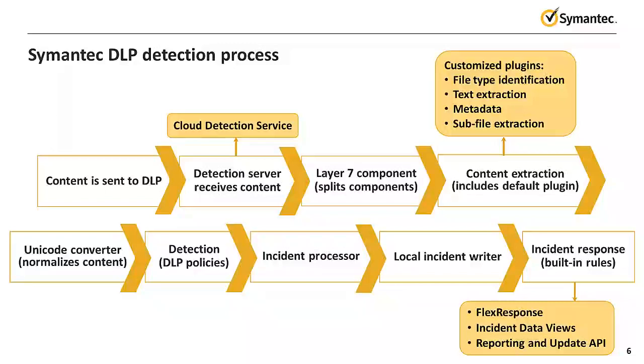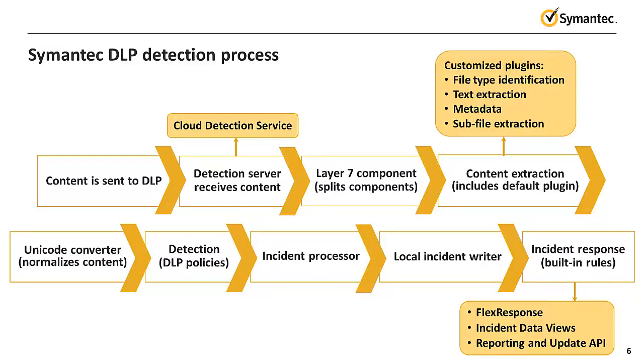The Symantec DLP detection process has different stages and components where information is treated and analyzed to prevent data loss and perform incident remediation. As shown in this figure, when a detection server receives input content, such as an email, ICAP request, crawled files, etc., the application layer component, layer 7, splits the message into any available parts: header, subject, body, and attachments. If the message contains an attachment, the content extraction or CE component is invoked to identify the file type and to extract text and subfiles.